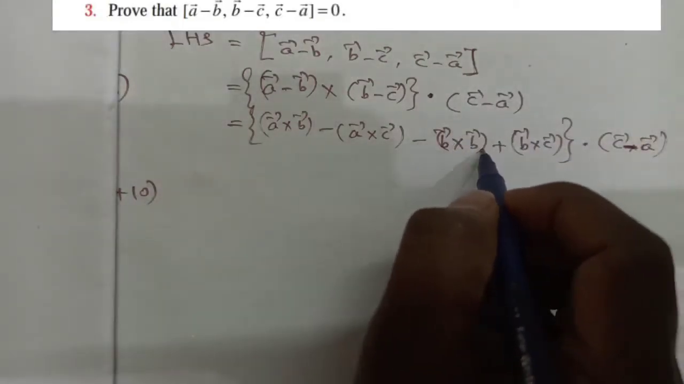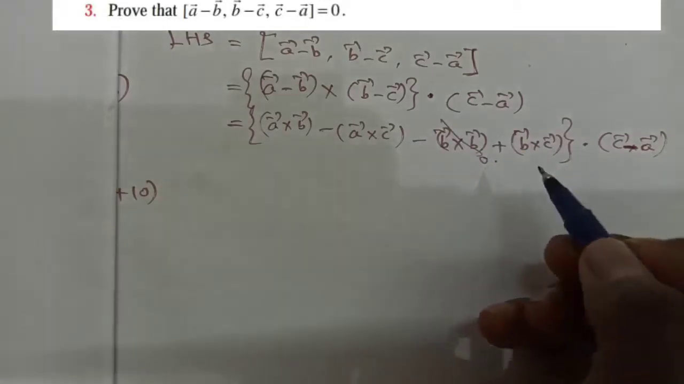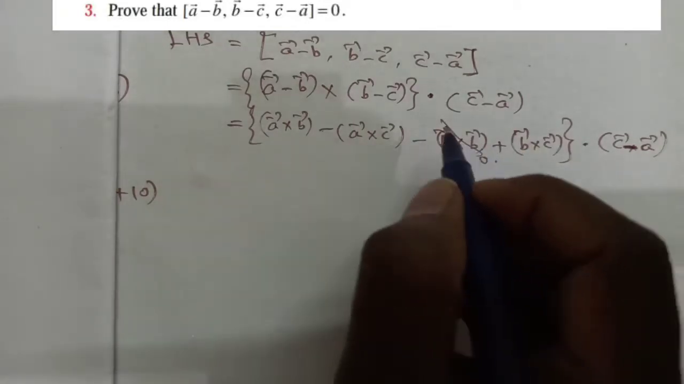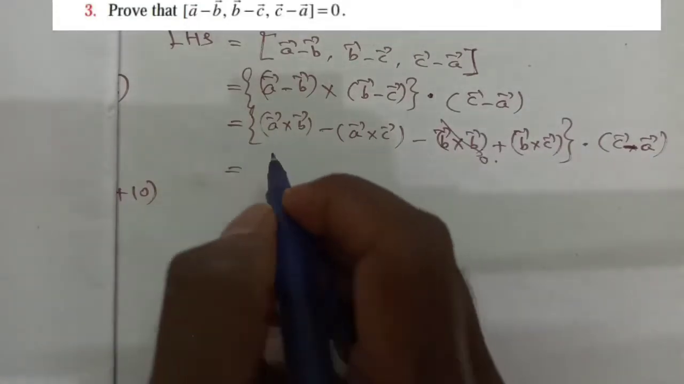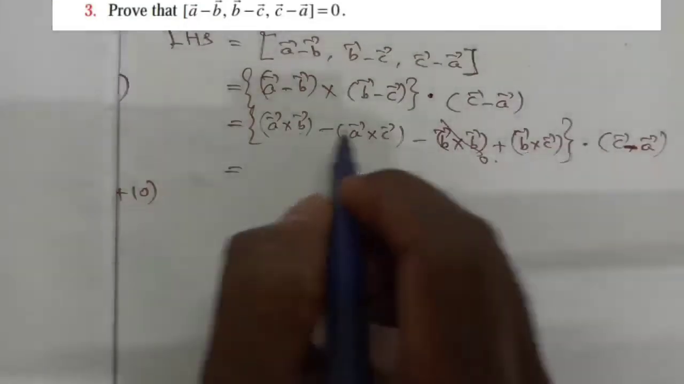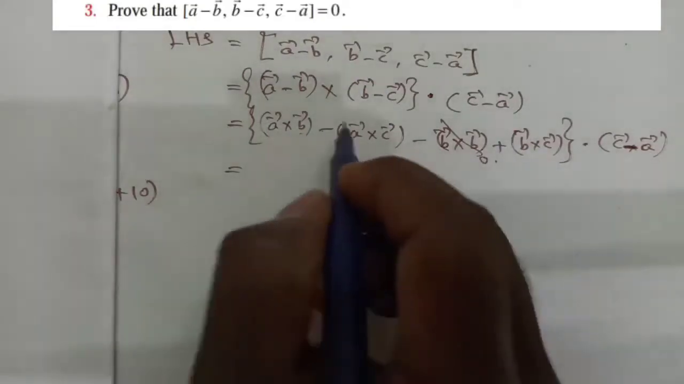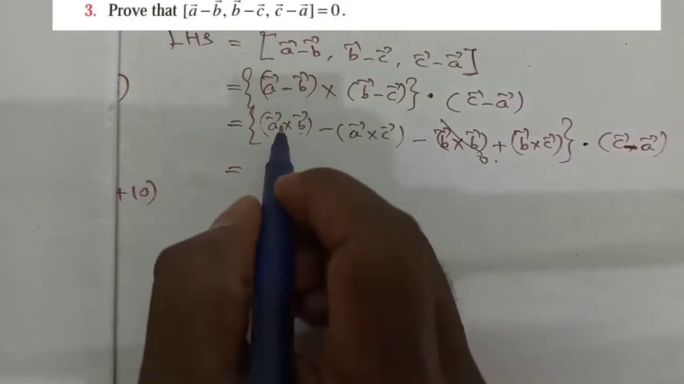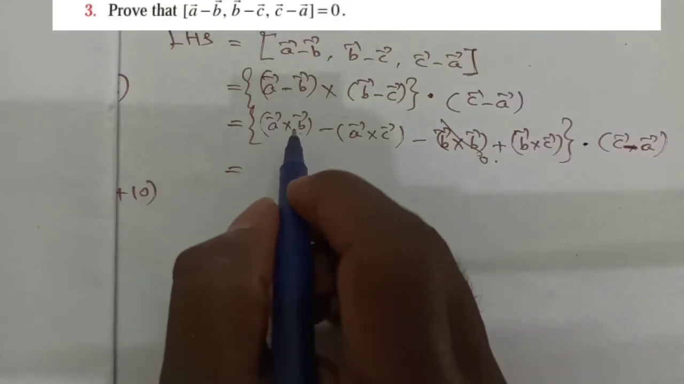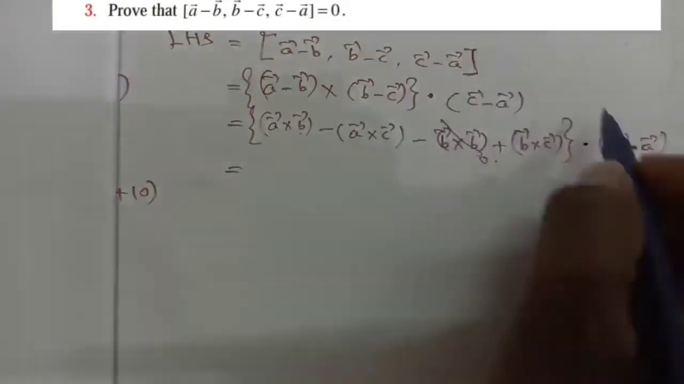Here b cross b, this value becomes 0. We know the cross product of two same vectors is 0. Okay, so next we have 3 cross product values. Okay, these are the vectors. Here dot product, so we should take the dot product with each and every vector.